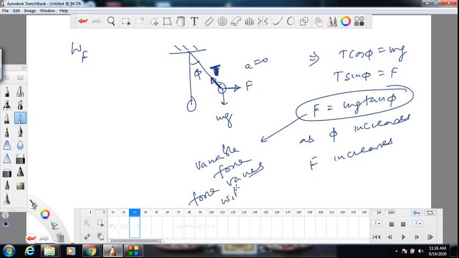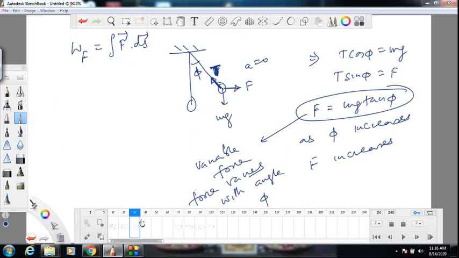Force varies with angle phi. So how to find work done by this force? If it is a variable force, you must use integral F dot ds. So this is the force at some intermediate position when the angle is phi. Initially phi value is 0. Finally phi value is theta.